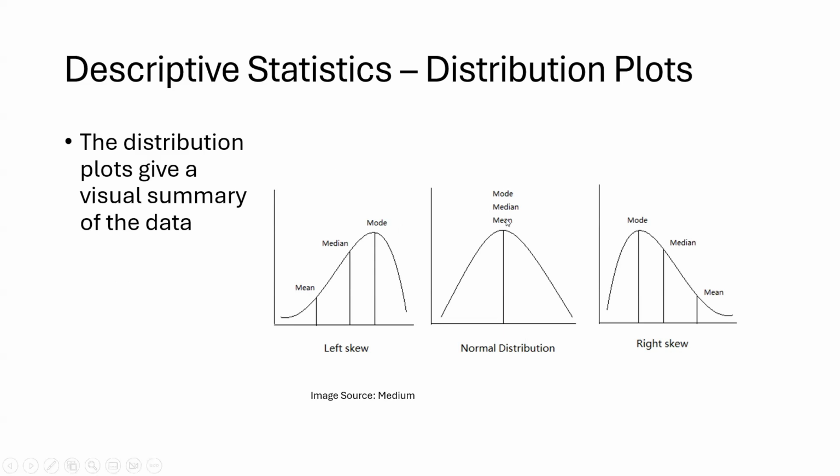The distribution plots give a visual summary of the data as we've seen. So this one is symmetric or normal. This one is skewed to the right. It has a right tail which is longer. This one is skewed to the left. It has a left tail which is longer. And this is the distribution of mean, median, and mode. In case of left skew, we have mean smaller than median, which is smaller than mode. In case of right skew, we have mode, which is the smallest value in terms of magnitude because it's towards the left. Median is greater than mode, and mean is greater than median.